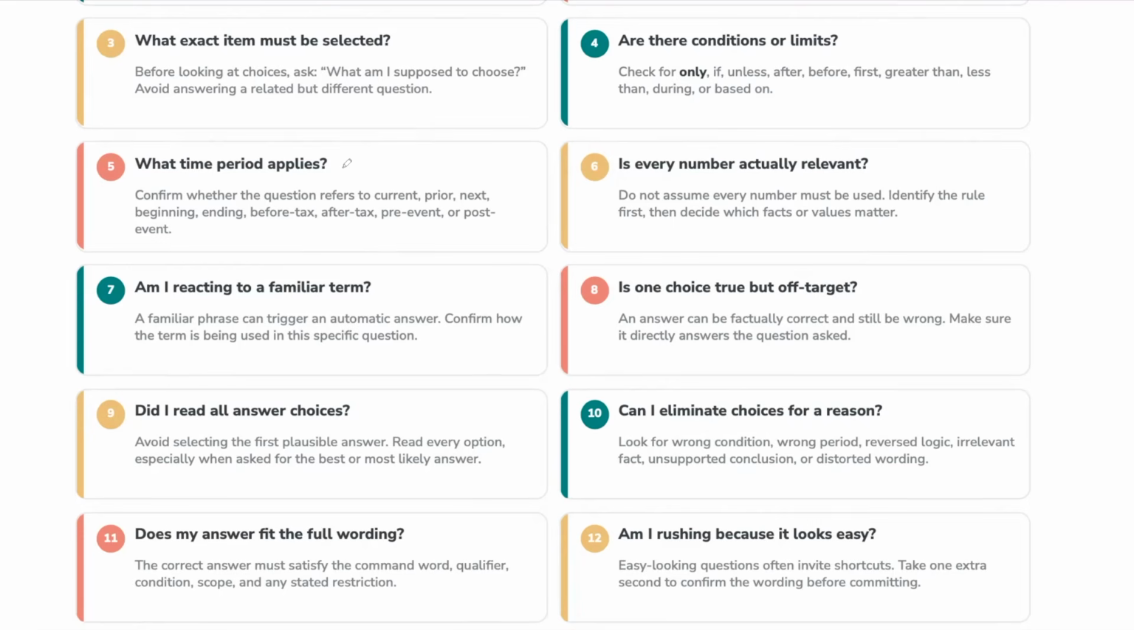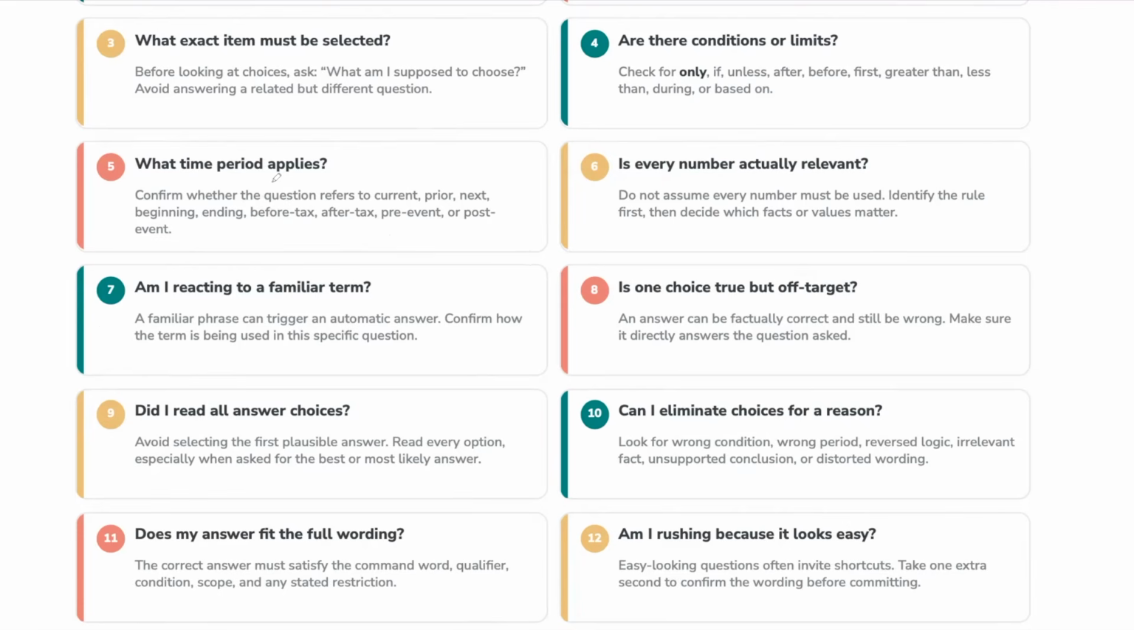Same thing with before tax and after tax cost of debt. If the question asks for after-tax cost of debt and the before-tax cost is 8% with a tax rate of 30%, the answer is not 8%. It is 8% multiplied by 1 minus 30%, which gives 5.6%. If you select 8%, your finance knowledge was not the problem. The problem was reading the full wording.